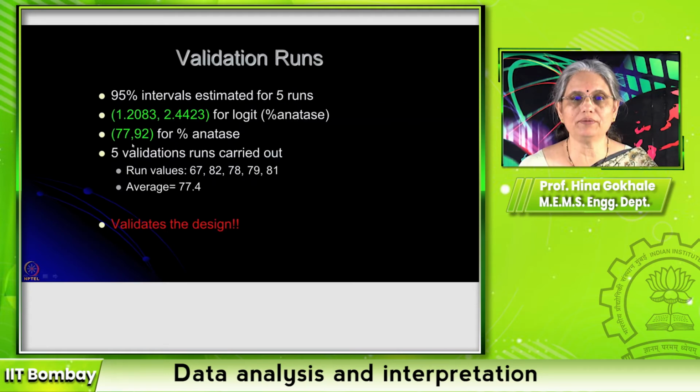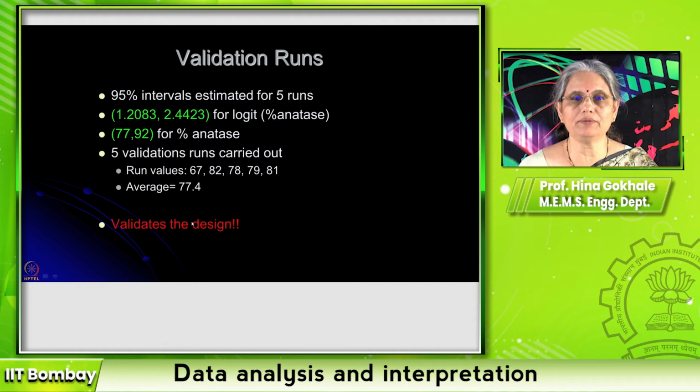Then if you revert back, you take the inverse logit transformation, it says that it falls from 77 to 92% interval where the percentage anatase should fall. The 5 validation trials are carried out and the average is 77.4, and therefore it falls here and therefore it validates the design. So, as such our job is done.